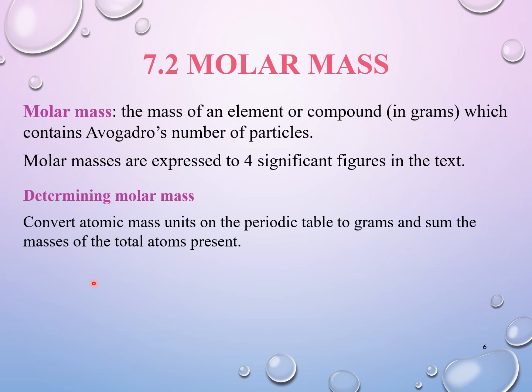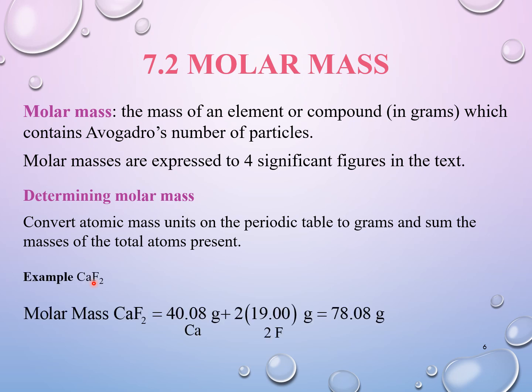To determine molar mass, we take the atomic mass from the periodic table and we add everything together. For example, if we have CaF2, we take the mass of calcium from the periodic table, and then we take the mass of fluorine from the periodic table, and we know we have 2 of them. So you take 40.08 grams plus 2 times 19.00 grams, and you get the molar mass of CaF2 to be 78.08 grams.